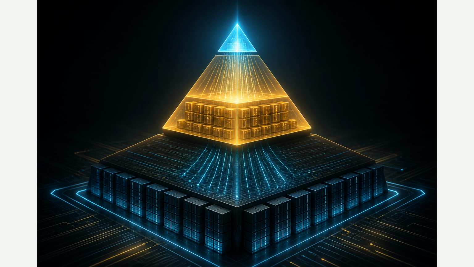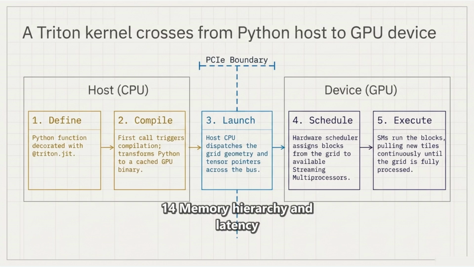Registers are extremely fast, while global memory is much slower. Good kernel design reduces expensive memory traffic and keeps useful data close to compute. This memory perspective is foundational for all later optimization work.